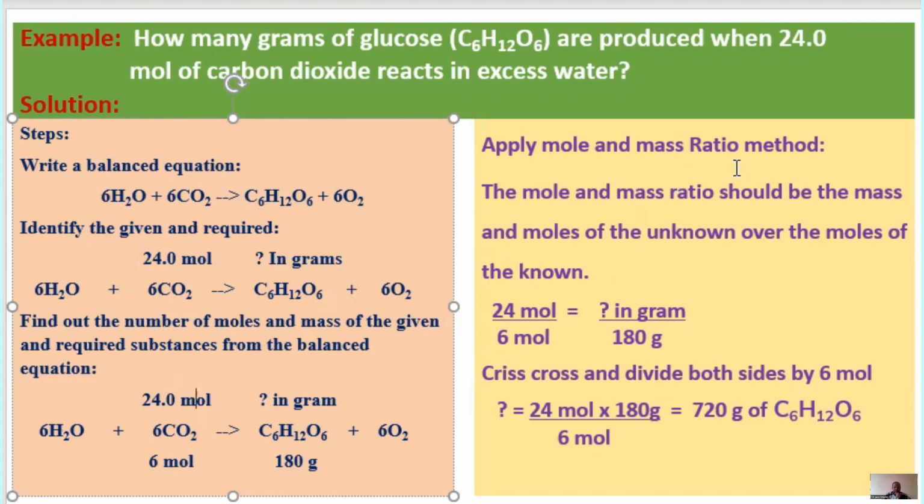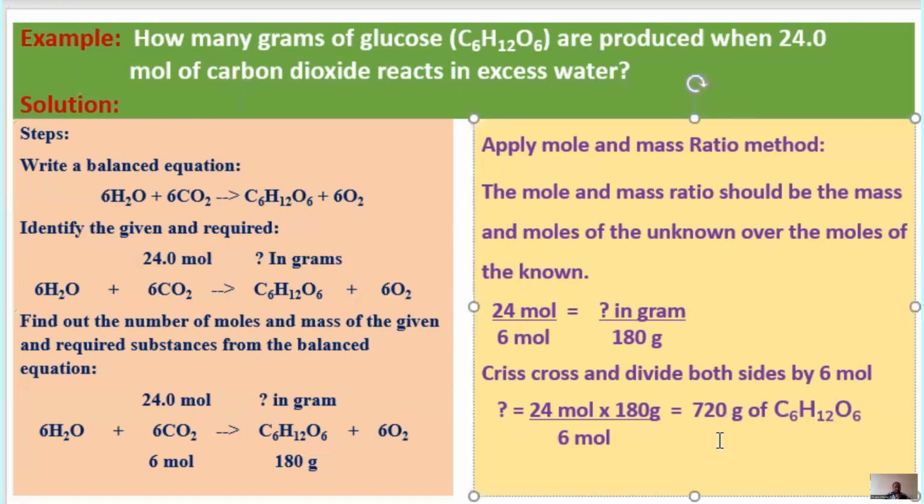Apply mole and mass ratio method. The mole and mass ratio should be the mass and mole of the unknown over the moles of the known. 24 mole over 6 mole, which equals x in gram over what? 180 gram, and then crisscross, divide both sides by 6 mole, and this gives 720 gram of glucose will be produced from 24 moles of carbon dioxide.